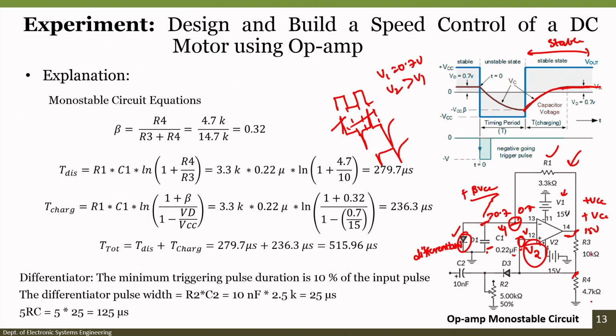If I want to go to the next state, which is the unstable state, a fixed duration state, that means the output has to go to minus VCC. Then V2 has to be provided with a smaller voltage than V1. But how do we provide it? In this case it is not possible.